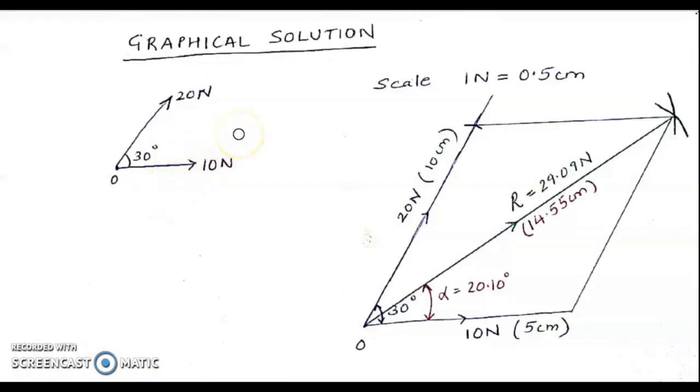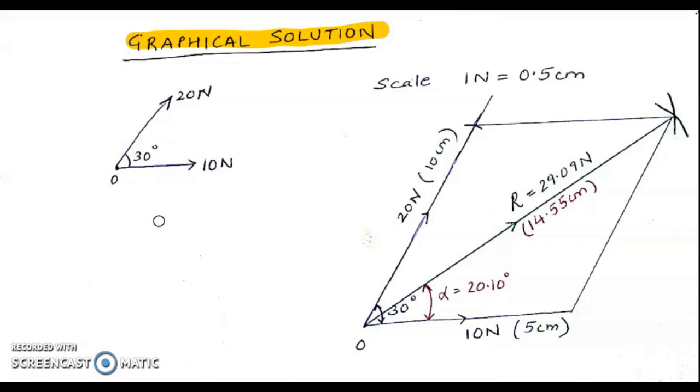Let us solve now the same problem graphically. What we mean by graphical solution is that now we will be doing some sketching or drawing in order to find the resultant. In the previous solution, where we found the resultant analytically, we were using formulas, the parallelogram law of forces, putting in the known values and finding the unknowns.